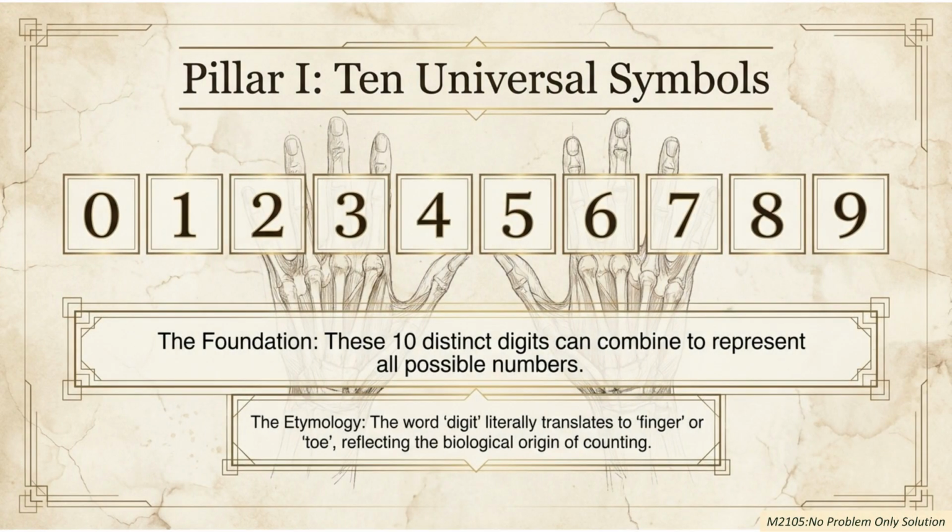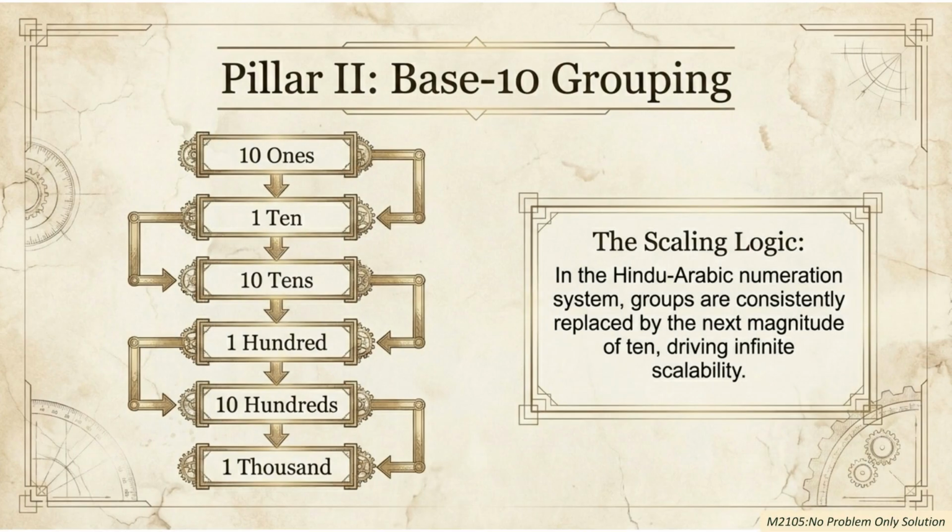Pillar 1 consists of 10 distinct digits. These foundation symbols can combine to represent all possible numbers, and the term digit reflects the biological origin of counting. Pillar 2 is base 10 grouping. In this system, groups are consistently replaced by the next magnitude of 10, which allows for infinite scalability.